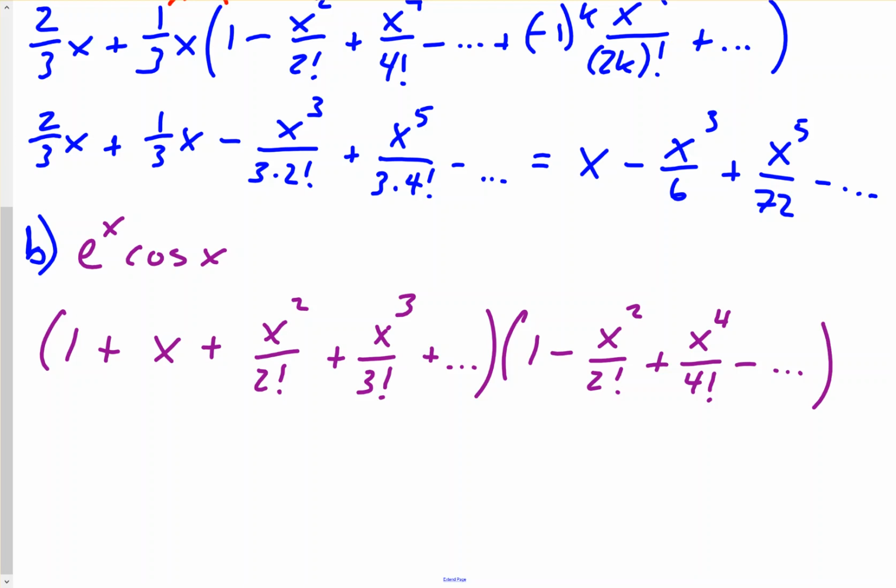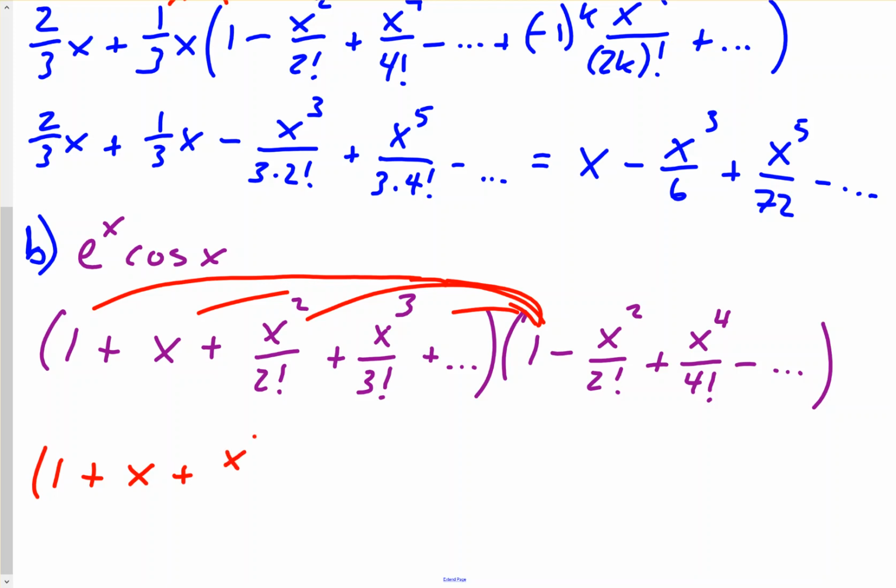So when we go to multiply these, what we'll end up doing is we can multiply the first series by each term of the second series, right? Or you could do vice versa, whatever you're more comfortable with. What I'm going to do is multiply the first series by each term in the second series. Okay, so first I'll multiply the first series by 1. So 1 times everything. Okay, so 1 times everything is that, so let's write that. 1 plus x squared over 2 factorial plus x cubed over 3 factorial.